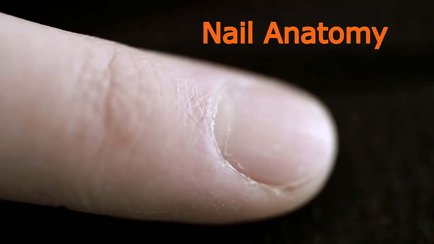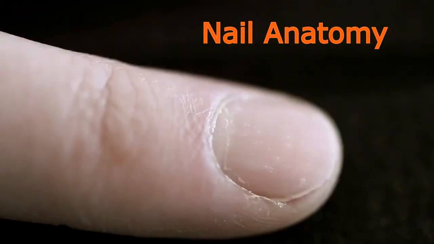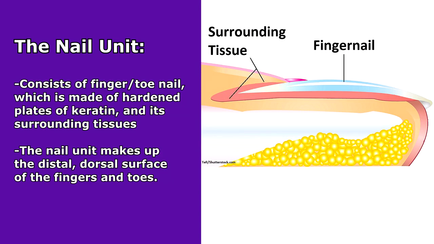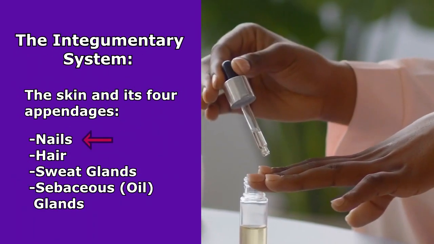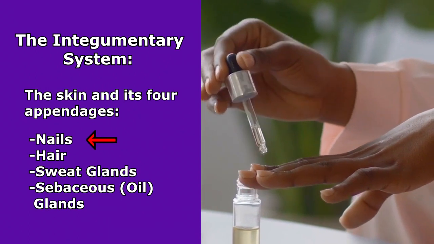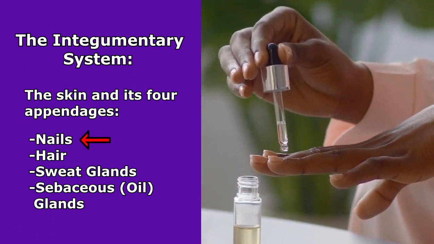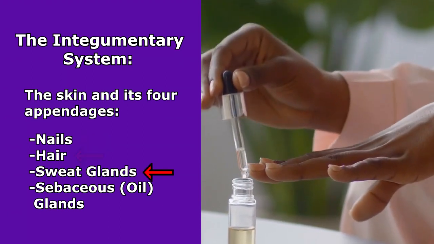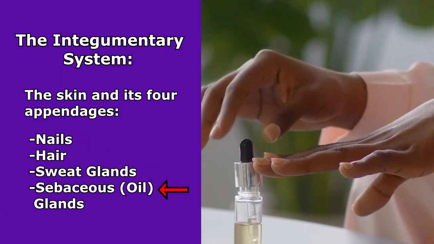I'm going to talk all about the anatomy of a nail. The nail unit consists of the fingernail, which is made of hardened plates of keratin, and its surrounding tissues that make up the distal dorsal surface of the fingers and toes. Nails are one of four main appendages that, along with the skin, make up the integumentary system. The other three appendages being the hair, sweat glands, and the sebaceous oil glands.